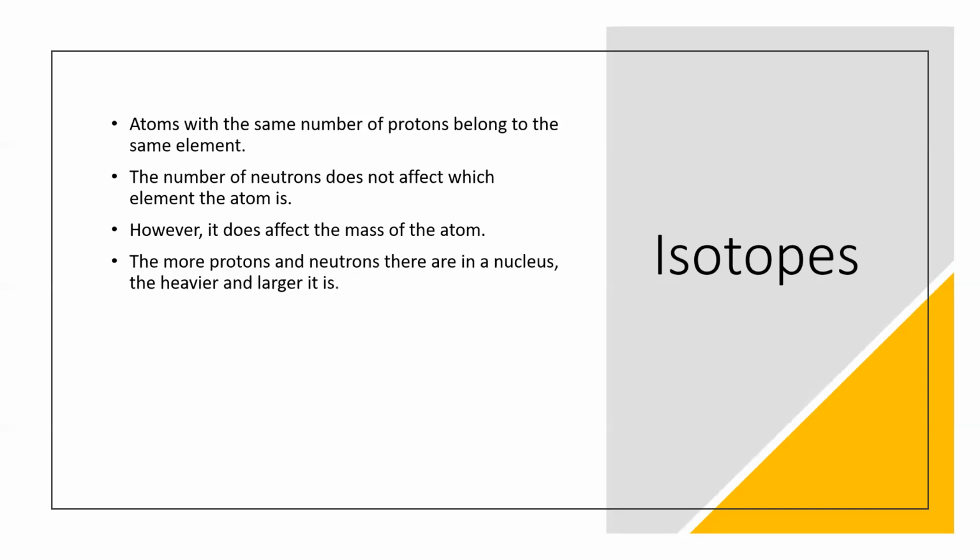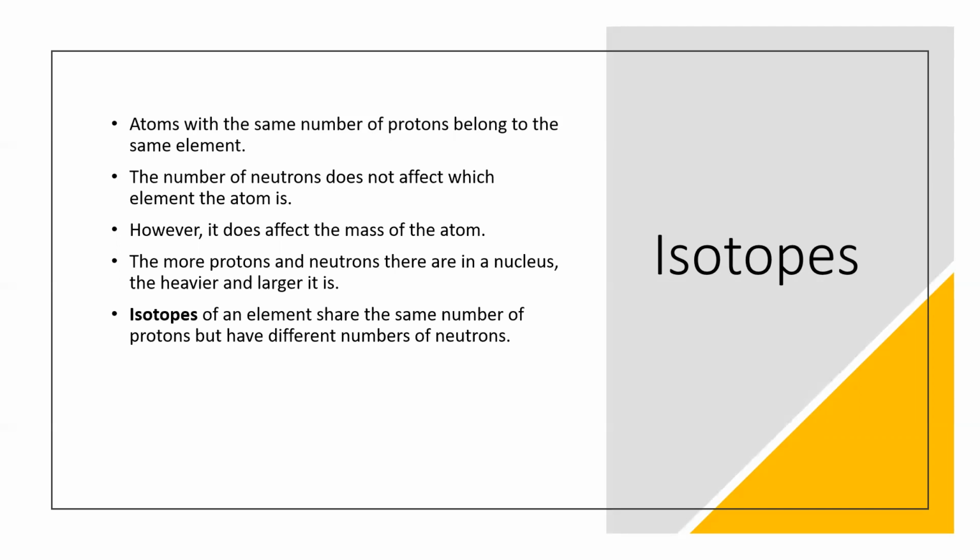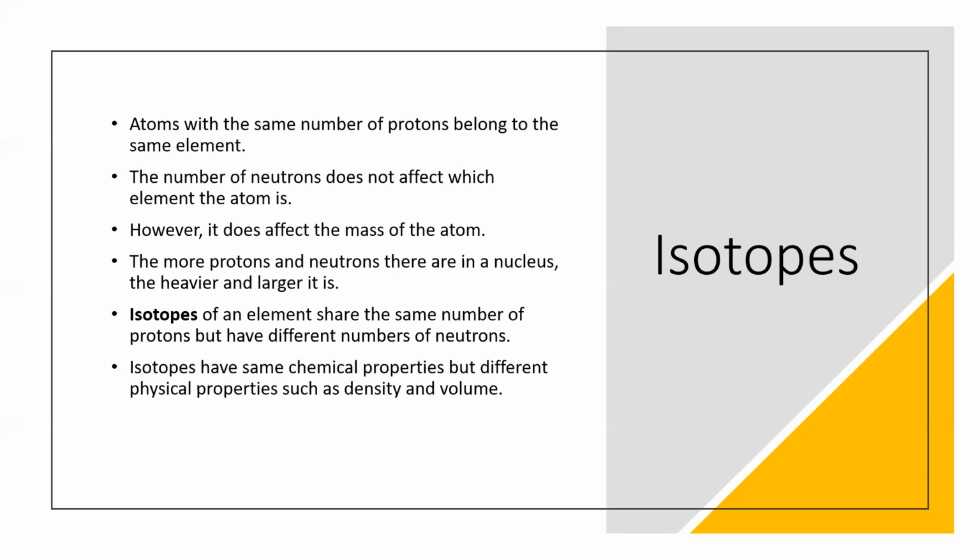The more protons and the more neutrons in a nucleus, the heavier and larger it is. Isotopes of an element share the same number of protons but have different numbers of neutrons. For example, carbon 13, carbon 14: they have the same number of protons, but their mass number is different. Isotopes have the same chemical properties because their number of protons is the same, but they have different physical properties such as density and volume because their number of neutrons is different and therefore their atomic masses are different.